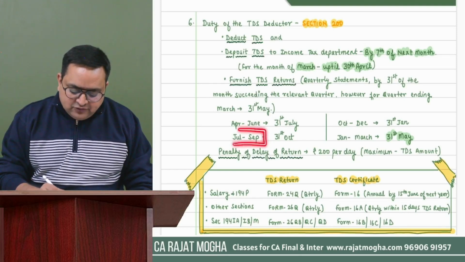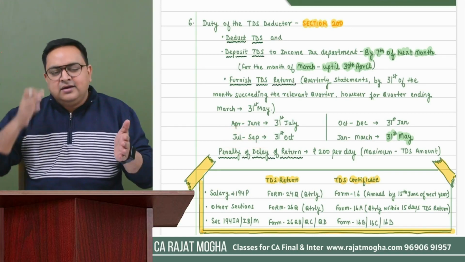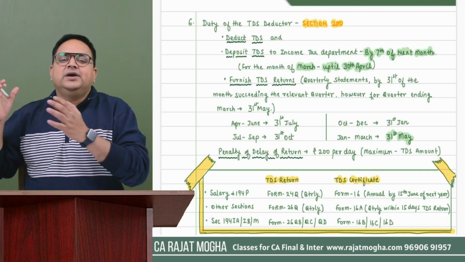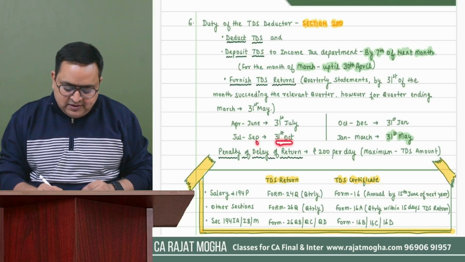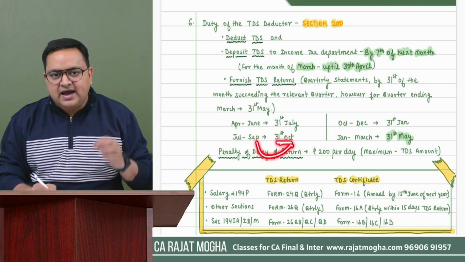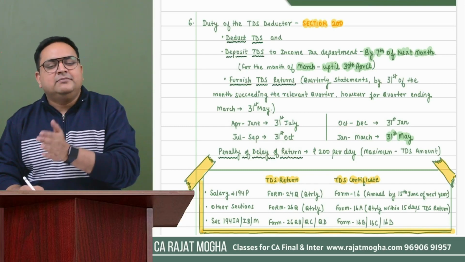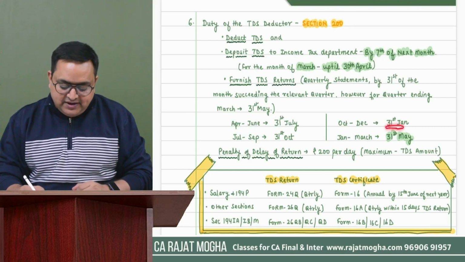For the July to September quarter, whatever TDS I have deducted in July, August, and September, I'll furnish the statement to the income tax department by 31st of October, the next month after September, on the 31st day. For October to December, whatever TDS has been deducted, I'll furnish the statement by 31st of January.